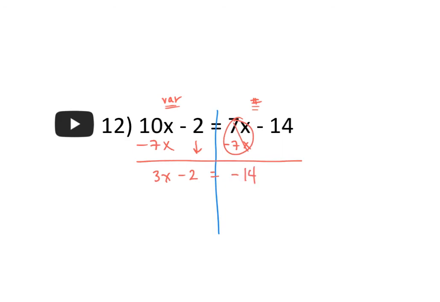Now we need to move the numbers to the right-hand side. So we have this minus 2, and we need to get it with a negative 14. So we're going to add 2 to both sides, since that's the opposite. So we have 3x equals negative 14 plus 2 is negative 12. Last thing we need to do is undo the timesing by 3, and we're going to divide both sides by 3. So negative 12 divided by 3 is negative 4.